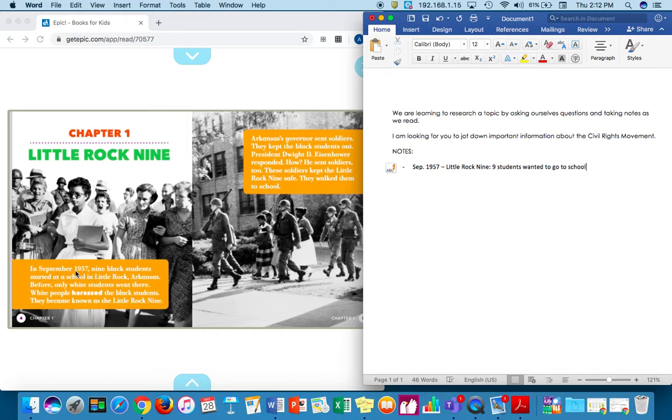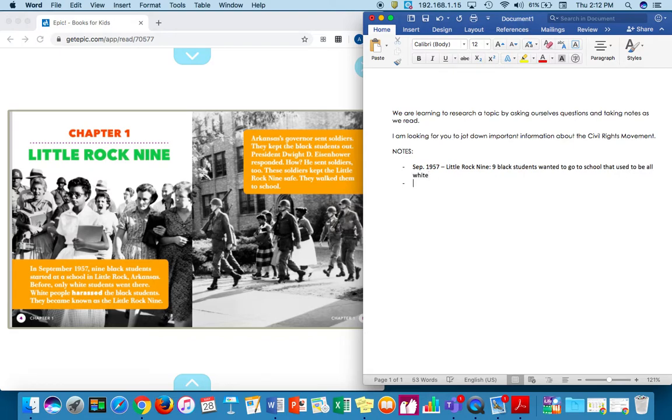In September 1957, 9 black students started at a school in Little Rock, Arkansas, before only white students went there. So that's actually really important information to add to this piece, because 9 students wanting to go to school just sounds like a normal school day to me. So I might need to add in 9 black students wanted to go to school that used to be all white.